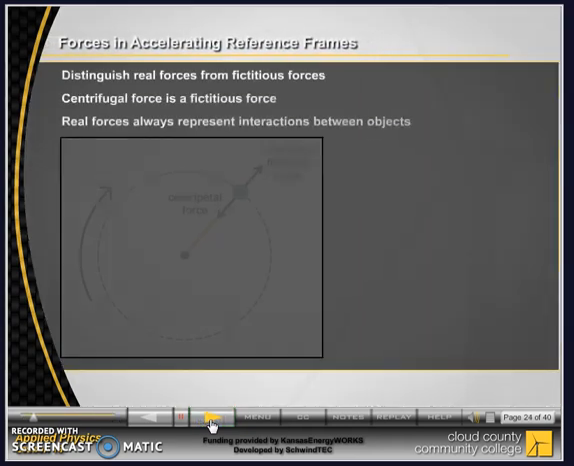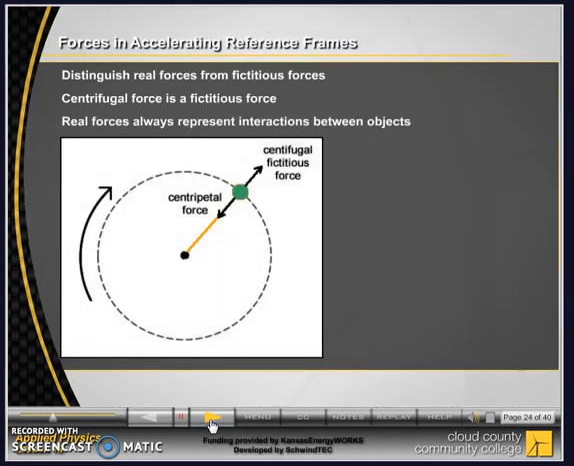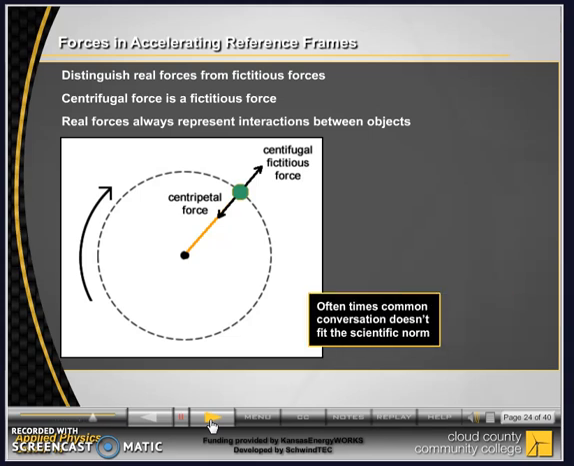Don't be tricked by any fictitious forces because you heard the term in common conversation. Oftentimes, common conversation doesn't fit the scientific norm.